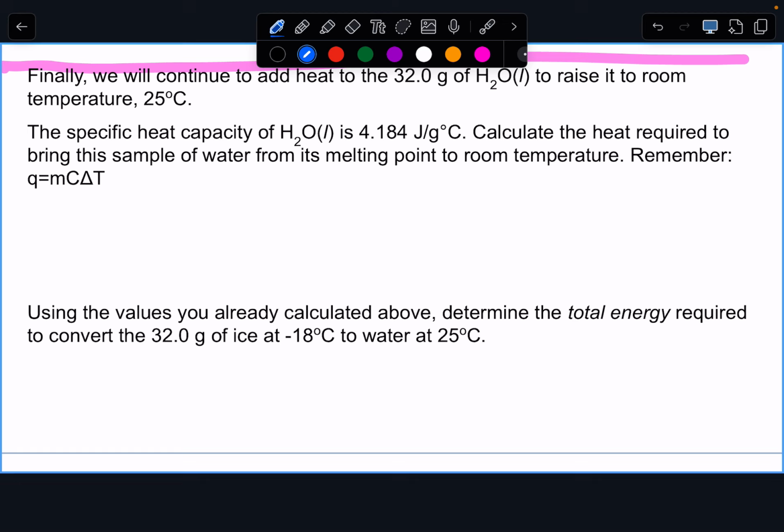I wish room temperature was 25. I think that's like 78 degrees. It's not really very room temperature. 25 C to F, 77. That's pretty warm.